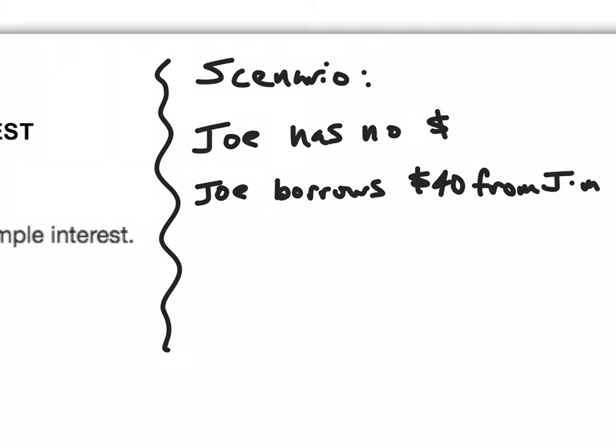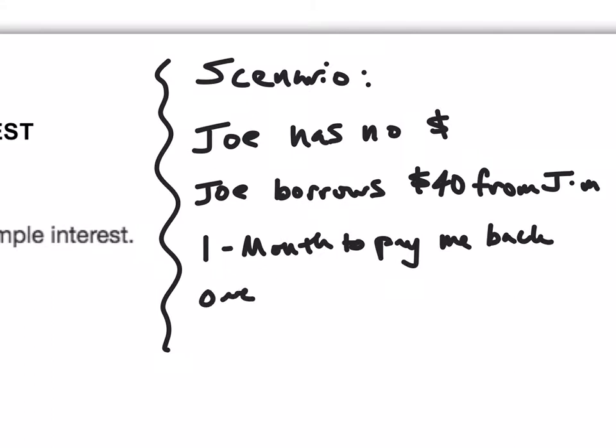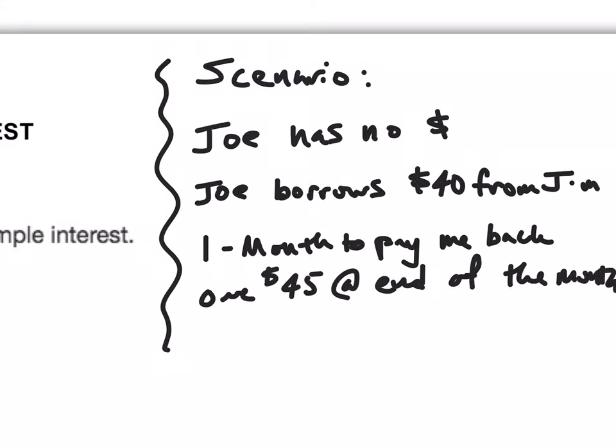Now Jim's cool with this. Jim is like, hey, I'm cool with you borrowing this $40 from me, but you have 1 month to pay me back. However, there's a caveat, and that is that you will owe $45 for borrowing the money. So owe 45 at the end of the month. And that extra $5 is what we call interest.